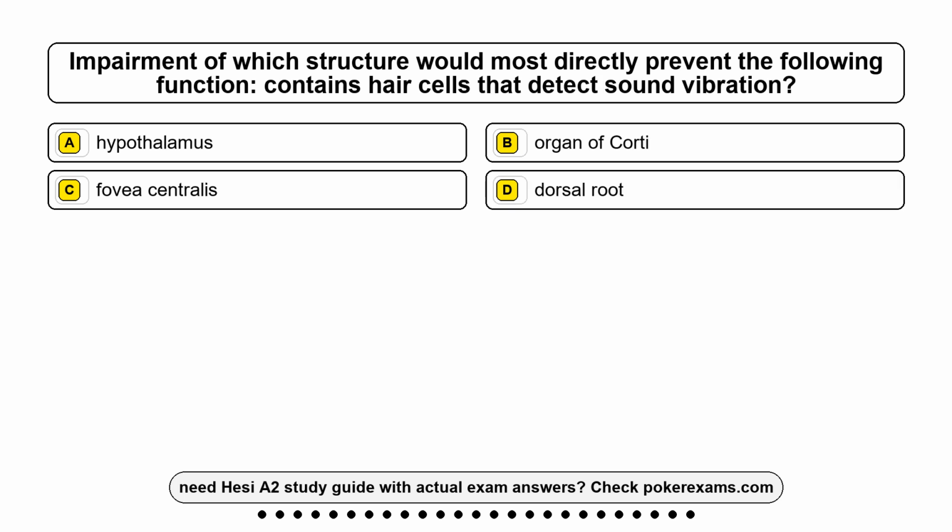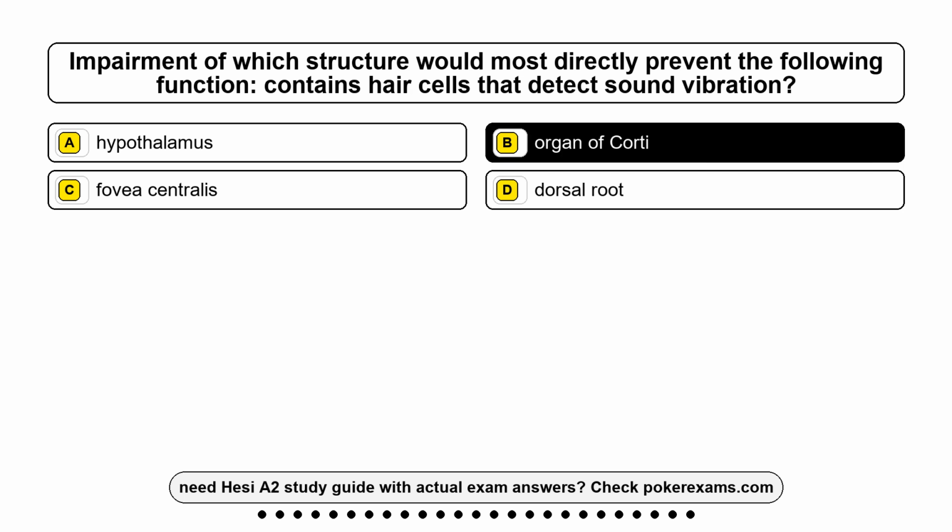Question 6. Impairment of which structure would most directly prevent the following function? Contains hair cells that detect sound vibration? Option A, hypothalamus. Option B, organ of Corti. Option C, fovea centralis. Option D, dorsal root. The correct answer is option B, organ of Corti.